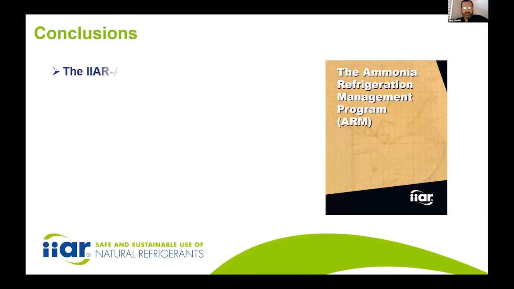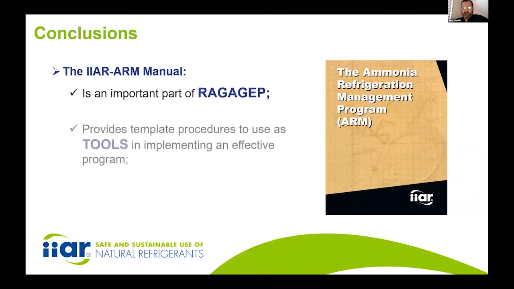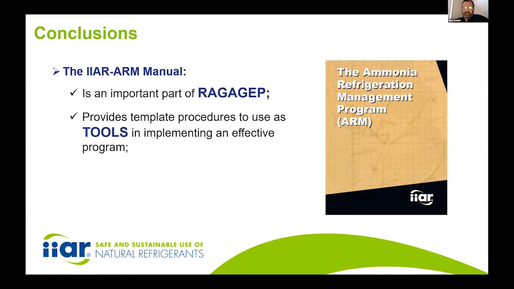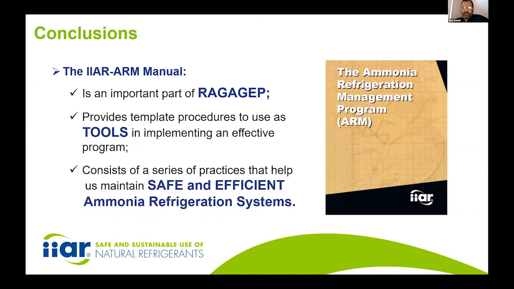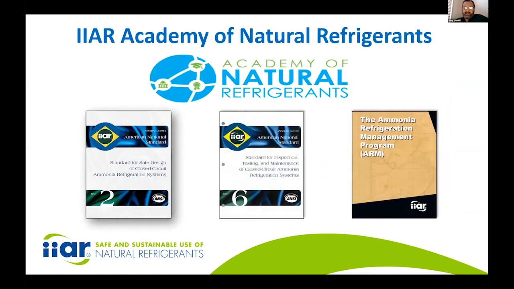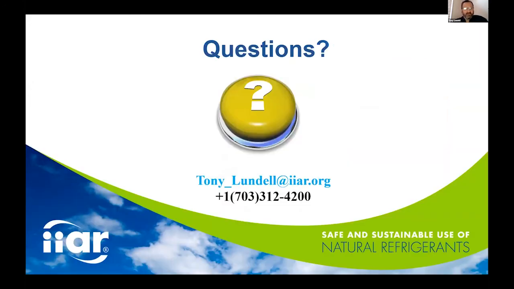So in the conclusions, the IIAR manual is an important part of the RAGAGEP. It provides template procedures already developed that could be used as tools, and it consists of a series of practices that help us maintain safe and efficient ammonia refrigeration systems. And then we also have the IIAR Academy of Natural Refrigerants that trains on each of these courses: IIAR 2 Safe Design, IIAR 6 Inspection, Testing, and Maintenance, and the ARM Ammonia Refrigeration Management Program. So I went through these very quickly, but I wanted to share some of the highlights of the IIAR 2, IIAR 6, and then the ARM.